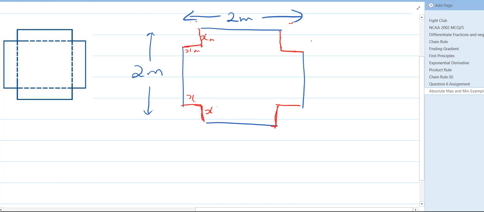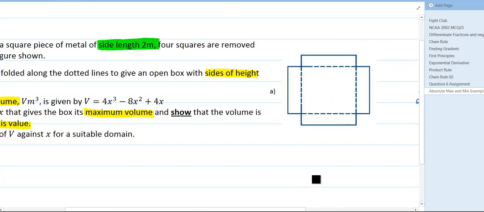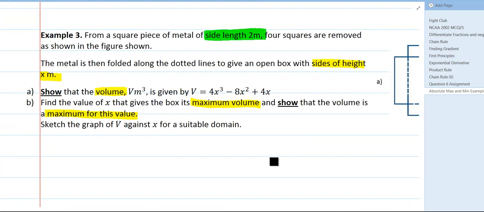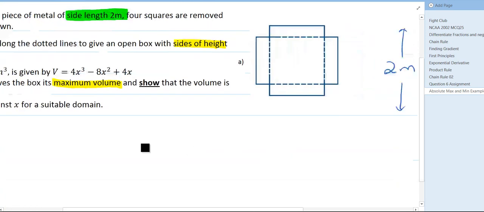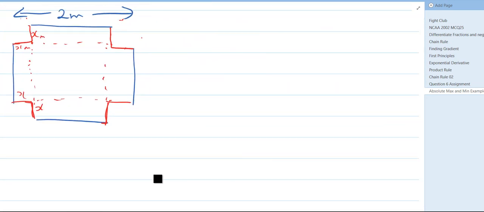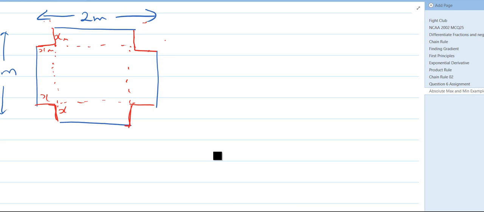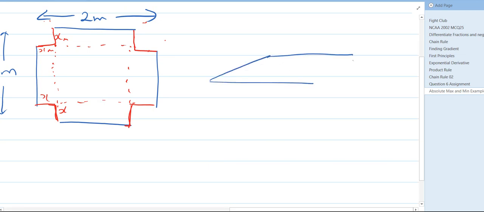Okay, so I'm just saying this is x. Most of the time, you've got to realize that I'm going to fold this shape into a 3D shape. That's what they're saying. The metal is then folded along the dotted lines to give an open box with sides of height x meters. What does that mean? Well, if this is my shape and I fold it, this is what my shape looks like. You can sort of picture it. It kind of looks like this. I'm just folding everything up.